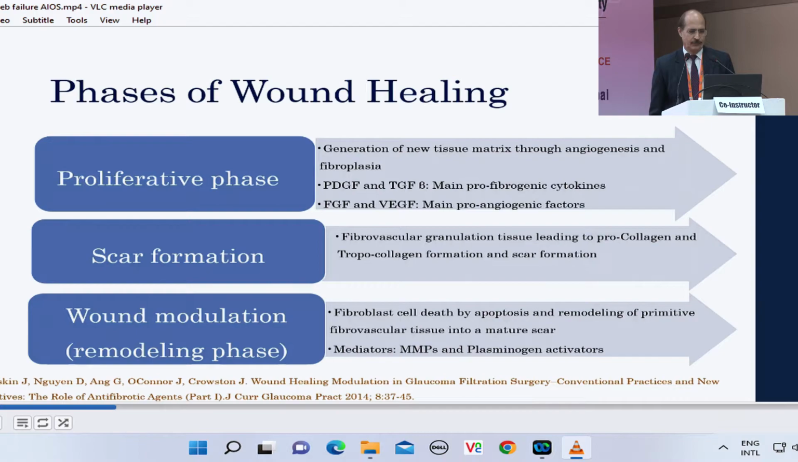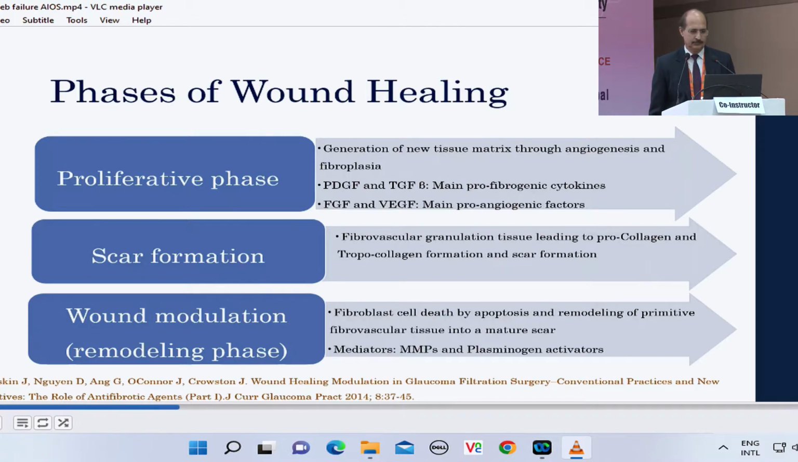Then comes the proliferative phase, which happens around 1 week, in which there is generation of new tissue matrix through angiogenesis and fibroplasia. The platelet-derived growth factor and the TGF-beta are the main pro-fibrogenic cytokines, while the fibroblast growth factor and the vascular endothelial growth factor are the main pro-angiogenic factors. Scar formation occurs around 2 weeks, that is around day 14. The fibrovascular granulation tissue starts, leading to development of procollagen, tropocollagen, and ultimately collagen formation occurs.